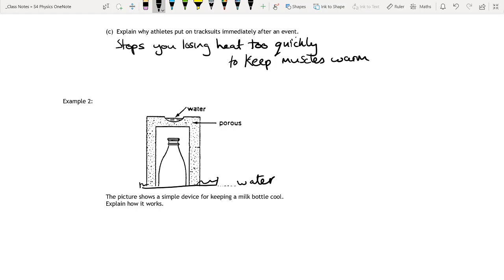Yeah, exactly. So the porous material absorbs the water, the water evaporates, making the surroundings cold. So the material around the milk bottle is cold.